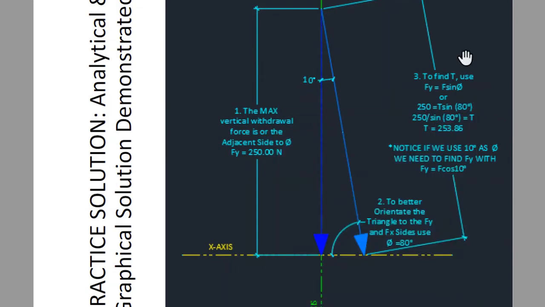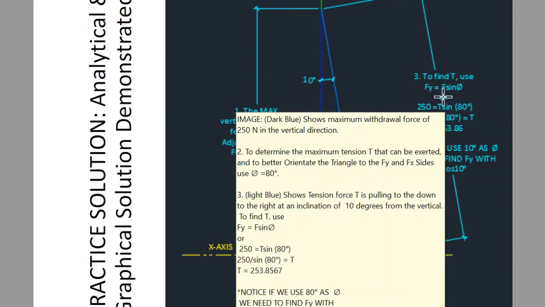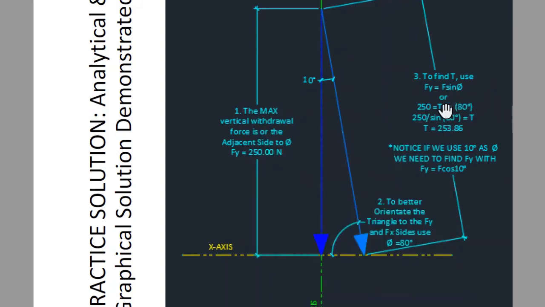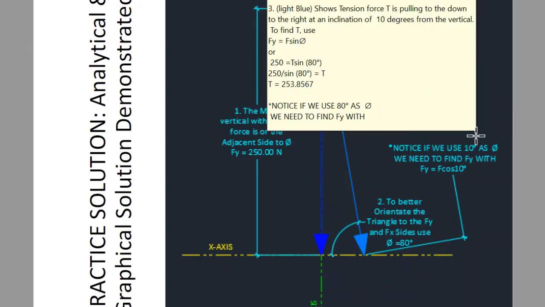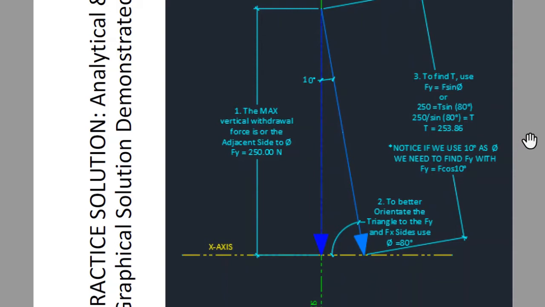And then to find T, we use Fy is equal to F times the sine of theta, or 250 is equal to T times the sine of 80 degrees. And then we do the math and we find that T is equal to 253.86. And lastly, again, notice that if we were to use 10 as our theta, we need the opposite of sine, which would be the cosine, right? So we would find Fy with Fy is equal to F times the cosine of 10 degrees.